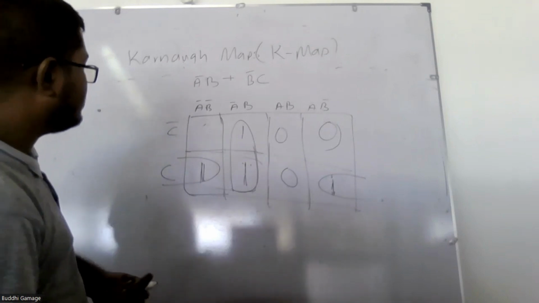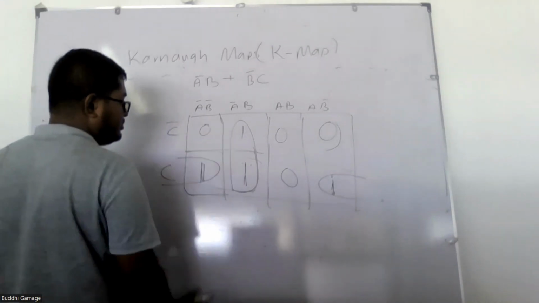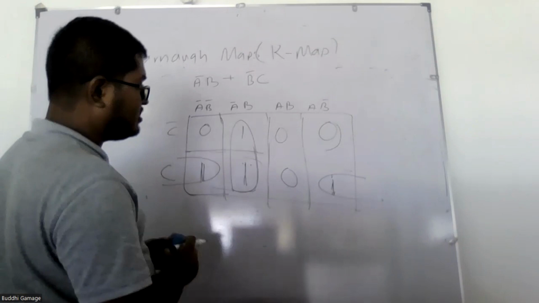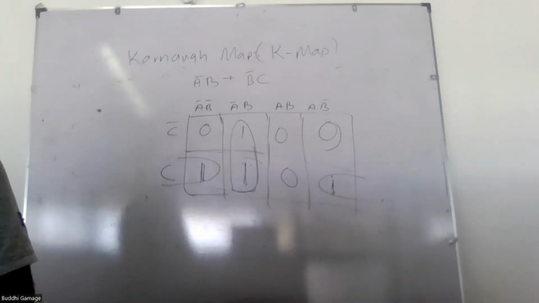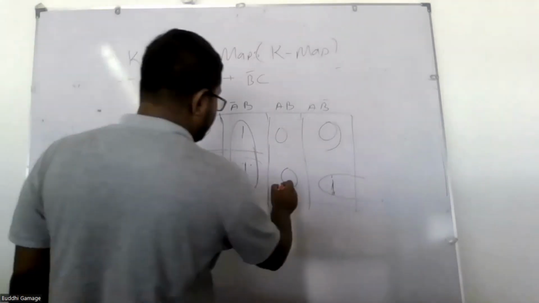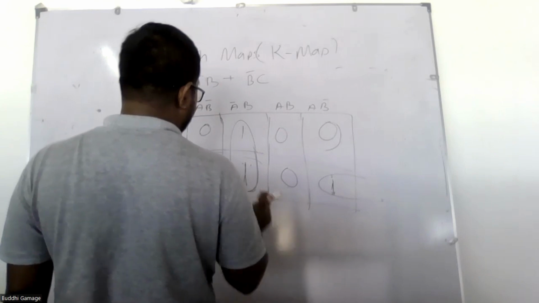So in product of sums, as I mentioned, you need to circle the 0s. That means that one. So here there are 4.